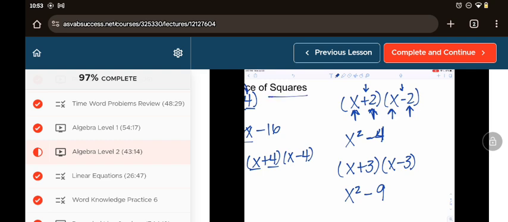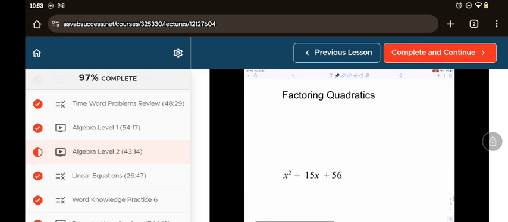And it's actually encouraged. But if you ever see something that says difference of squares, then now you know what it means. And that's what matters. Okay? All right. So let's look at the next step in this, which is factoring quadratics.